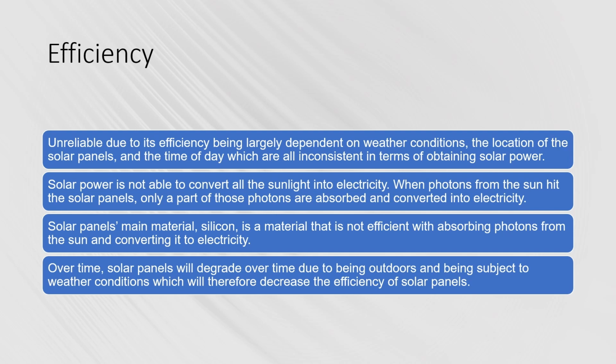Moreover, the solar panel's main material, pure silicon, is a material that is not efficient with absorbing photons from the sun and converting it to electricity. This is because silicon's semiconductor properties and its pure crystalline properties make it a poor conductor of electricity. Also, solar panels will degrade over time due to being outdoors and being subject to weather conditions, and will therefore decrease the efficiency of solar panels.